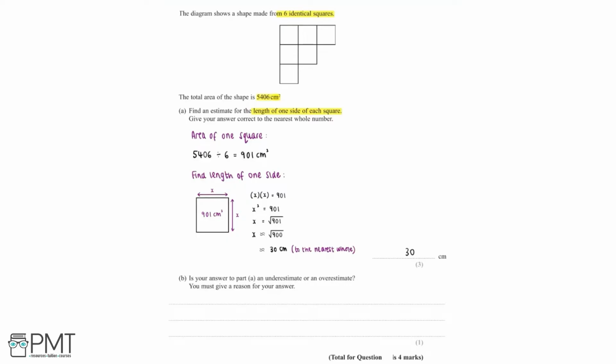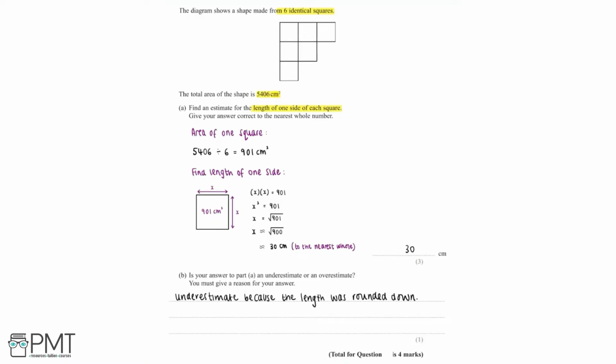Now in part B, we need to find out if our answer to part A is an underestimate or an overestimate, giving a reason for our answer. Now the actual value of x would be equal to the square root of 901. But in order to estimate the length, we rounded 901 to one significant figure, which is equal to 900. And so we can see that we've rounded down from 901, because 900 is less than 901. And so we can say that our answer to part A is an underestimate because we rounded down. And so the actual length of one side of each square would be greater than 30. And so our answer to part B is that part A was an underestimate because the length was rounded down.